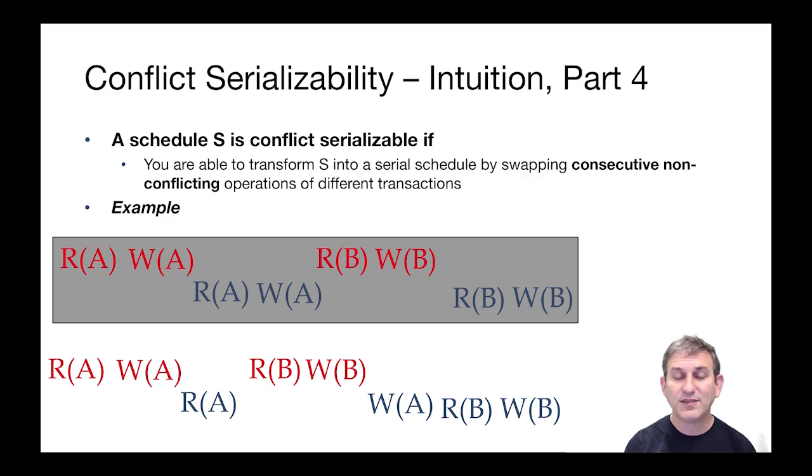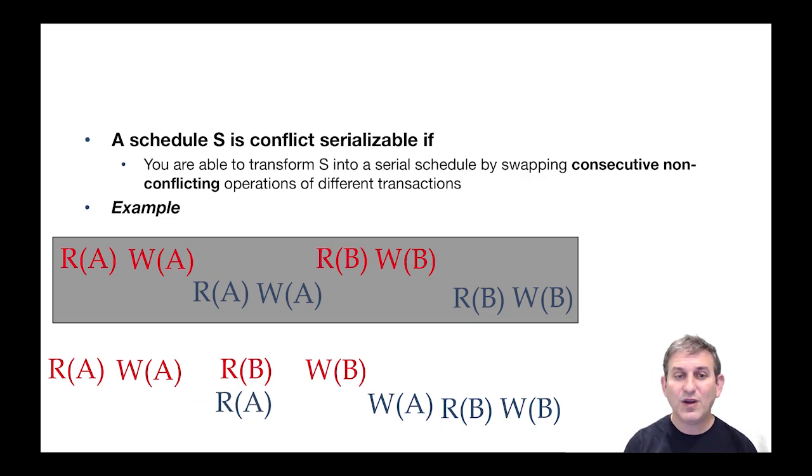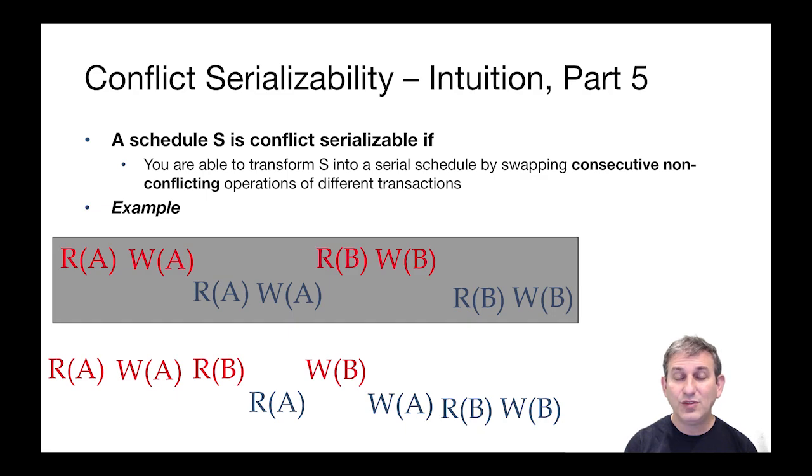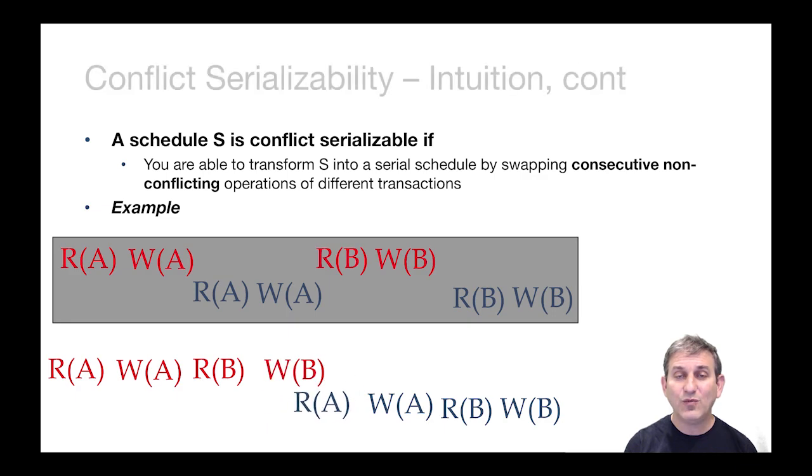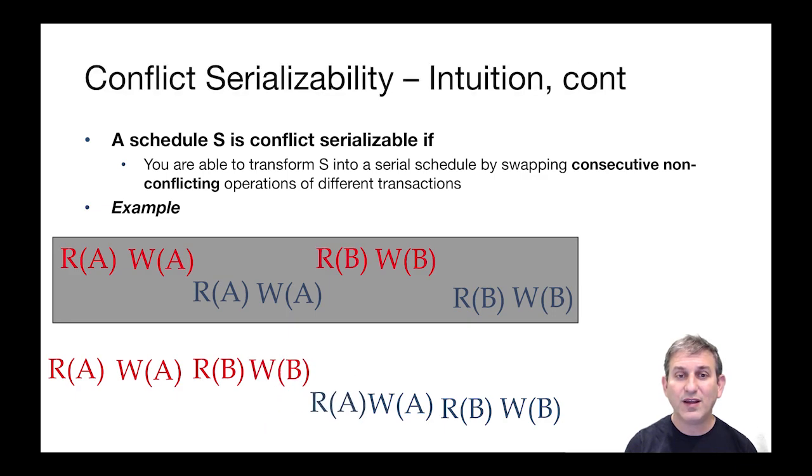They touch different objects. And we can swap the read of B and the read of A. Two reads are not conflicting. And then finally, we can swap the write of B and the read of A because they also have no conflict. They're on different objects. And you can see here we've achieved a serial schedule at the bottom, and we achieved it only by swapping non-conflicting operations, which means that the original schedule up at the top is conflict equivalent to the serial schedule at the bottom. And that means the original schedule is conflict serializable.